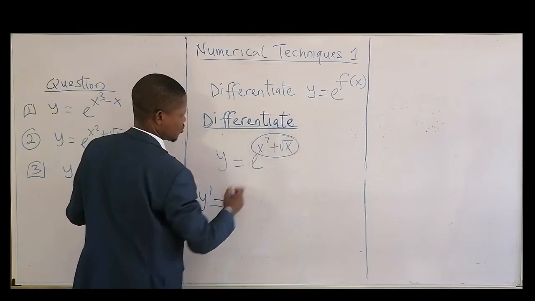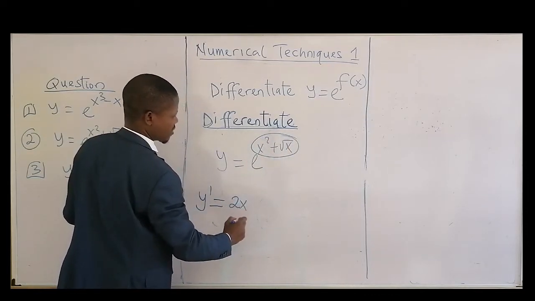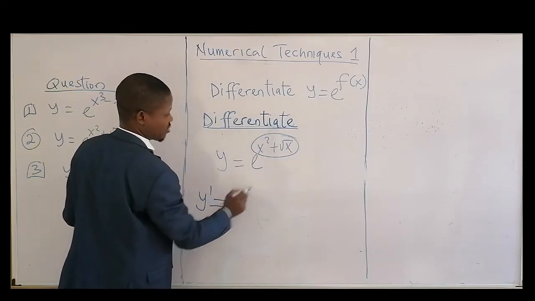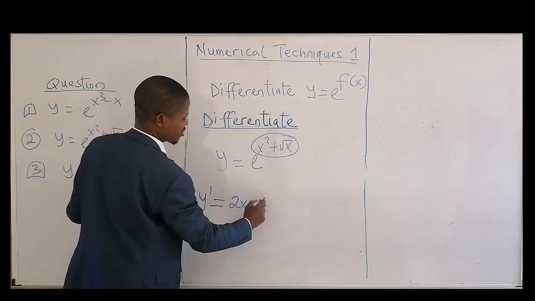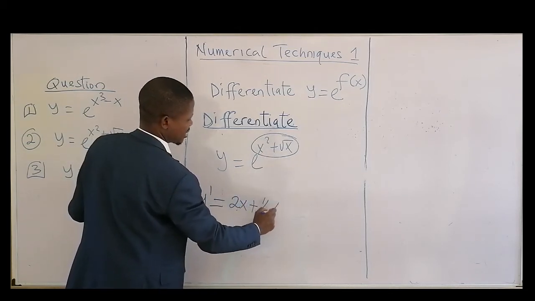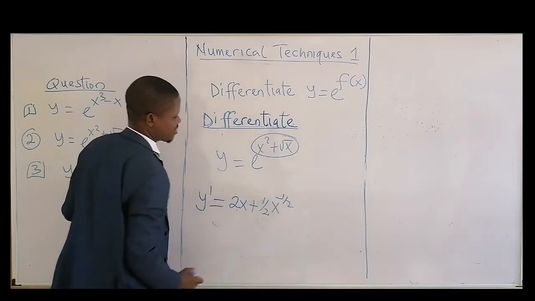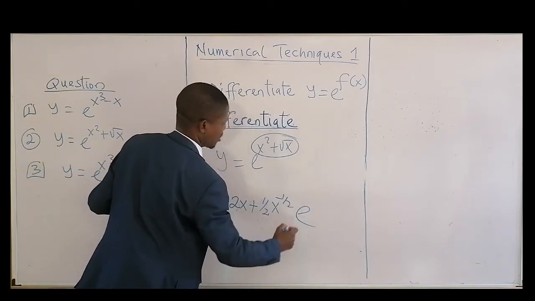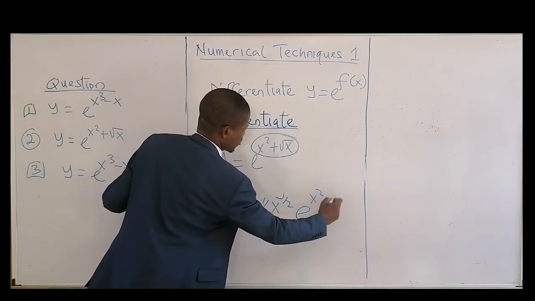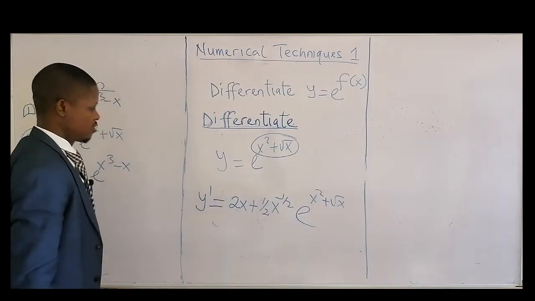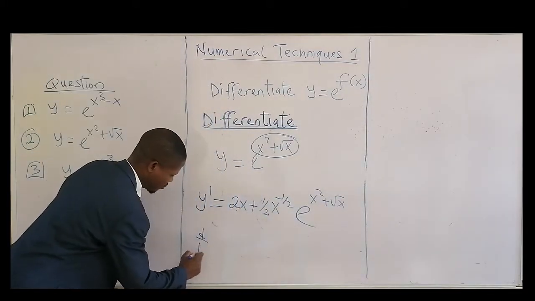The derivative of this power is 2x. The derivative of x squared is 2x. And for this one, that will be plus half x to the power minus half, I'm going to explain that, and then times the exponential of x squared plus root x. Don't forget that when you have the d/dx of this.